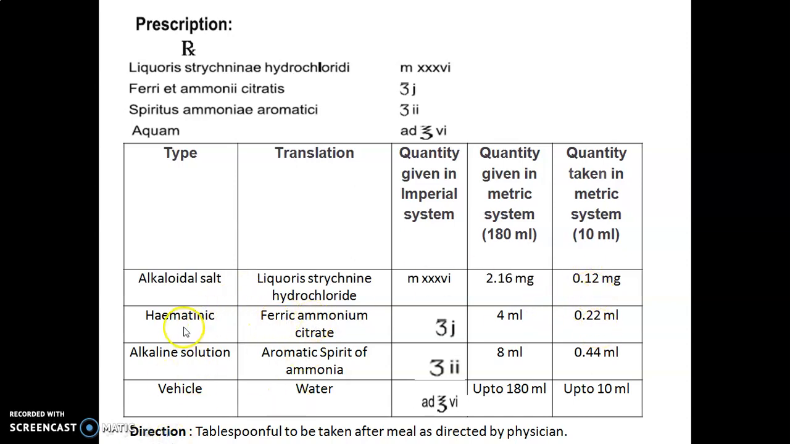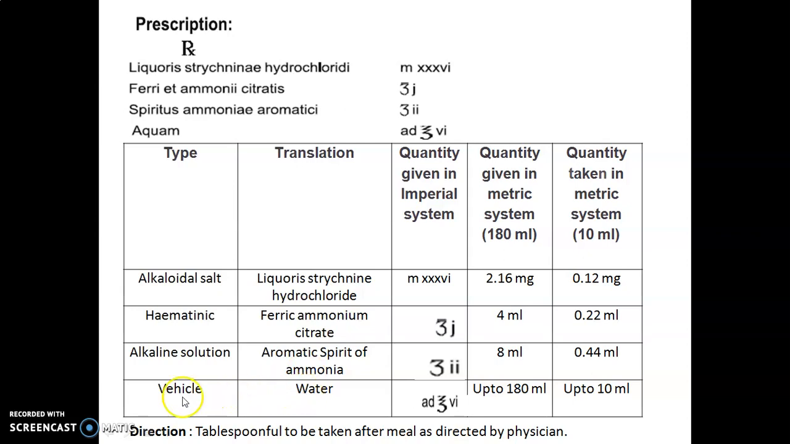Then next one, ferric ammonium citrate, which is used as a hematinic. The quantity given in imperial is drachm 1, and 1 drachm is equal to 4 ml. So the quantity given in the metric system is 4 into 1, that is 4 ml. Then the quantity taken in the metric system is 0.22 ml. Then aromatic spirit of ammonia, used as an alkaline solution. The quantity given is drachm 2, that is 4 into 2, 8 ml, and the quantity taken is 0.44 ml.